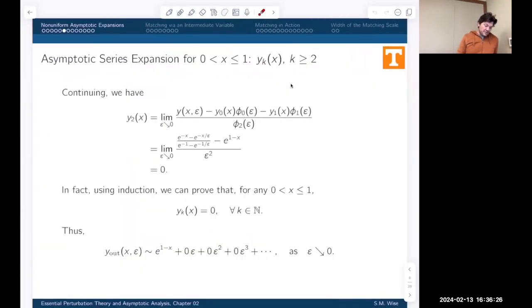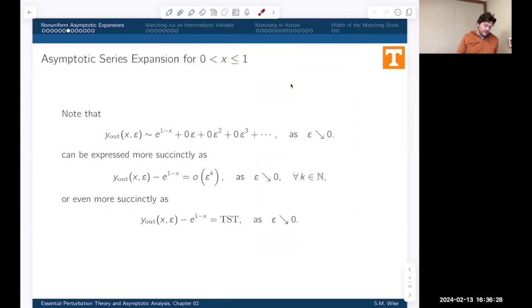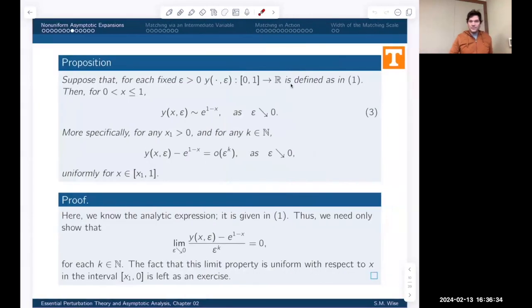So exponentially small terms thereafter. The difference is transcendentally or exponentially small as epsilon goes to zero. Questions? So that gives us a target. That tells us what we think is the asymptotic series expansion. Now, there's a little bit of wiggle room there.